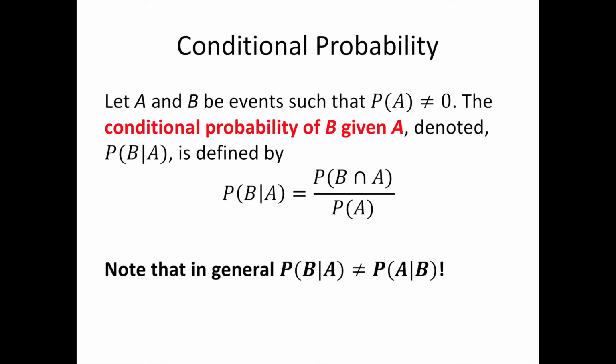Now, because of this formula, you should note that if I reverse the conditioning, instead of saying the probability of B given A, what's the probability of A given B, both of those quantities will have the same numerator, but they'll have different denominators. So in general, switching the order does change the answer. So be very careful about that. Make sure you always read it left to right as first event given second event. And it's always that second one whose probability shows up in the denominator.